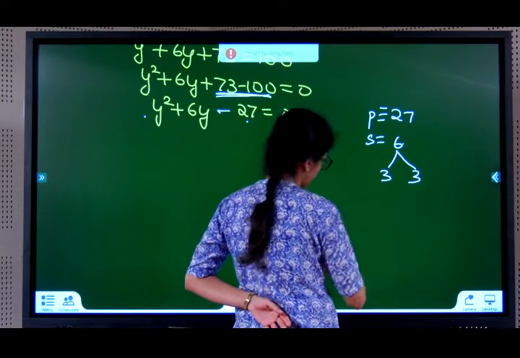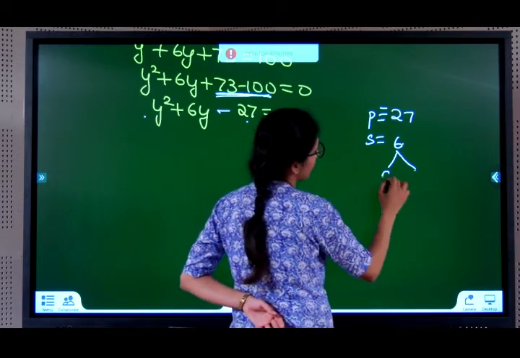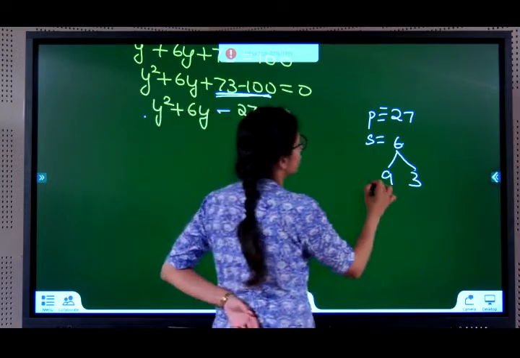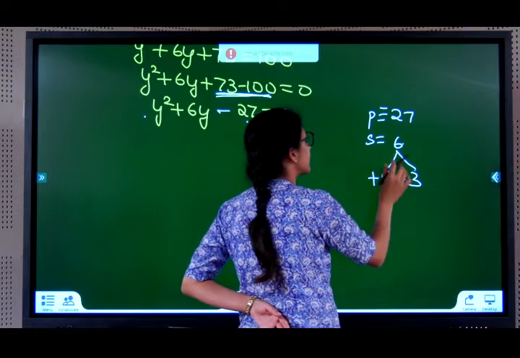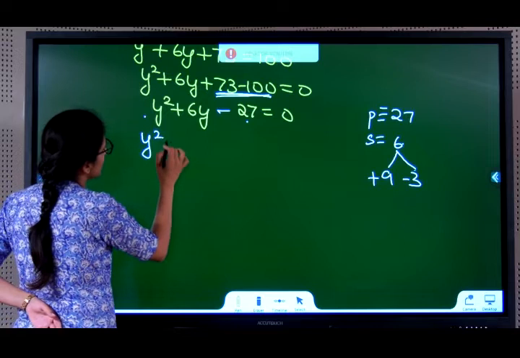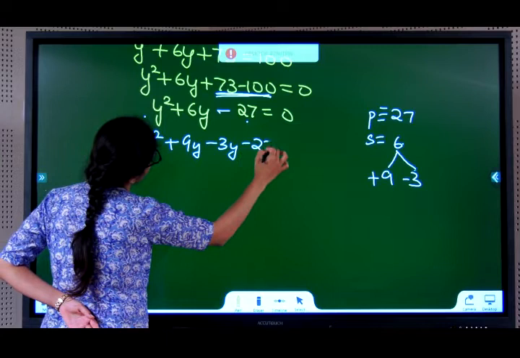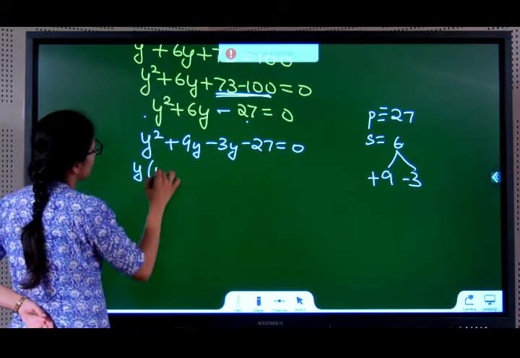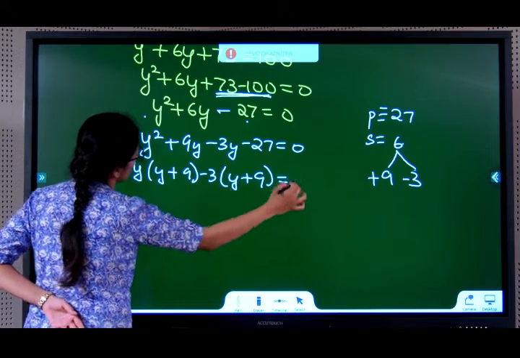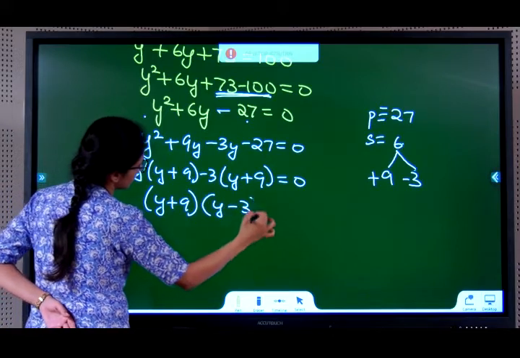3 3s are 9, correct? But we want 27. 9 3s are 27, and 9 and 3 will also give 6. You want plus 6, so plus 9 and minus 3 will give 6, and plus 9 into minus 3 will give minus 27. Both are valid. So we split the middle term: y square plus 9y minus 3y minus 27 equals 0. y into (y plus 9) minus 3 into (y plus 9) is equal to 0. y plus 9 take common into (y minus 3) equals 0.